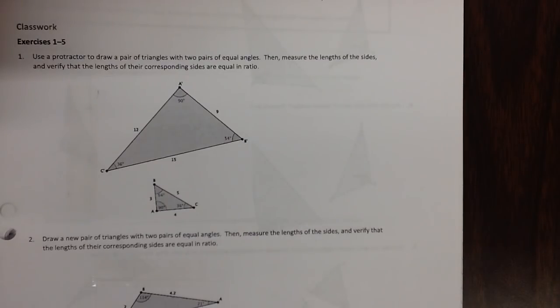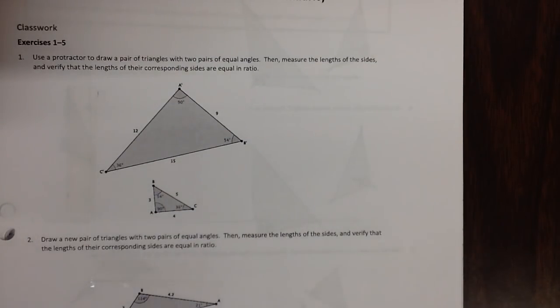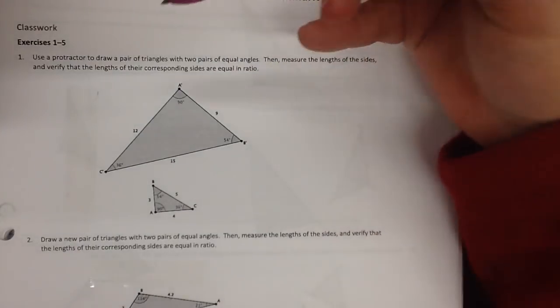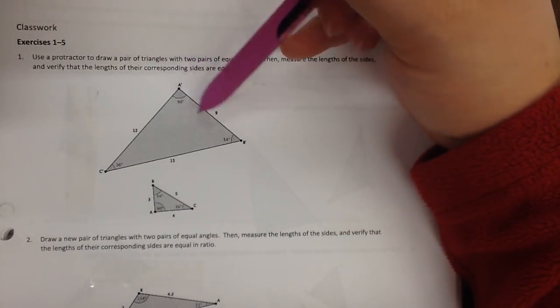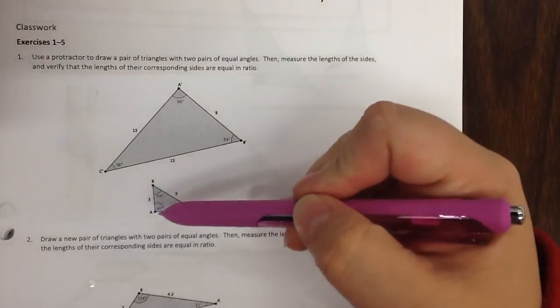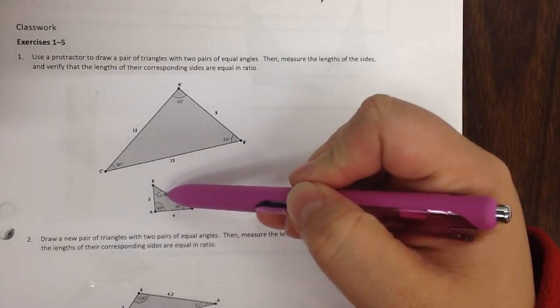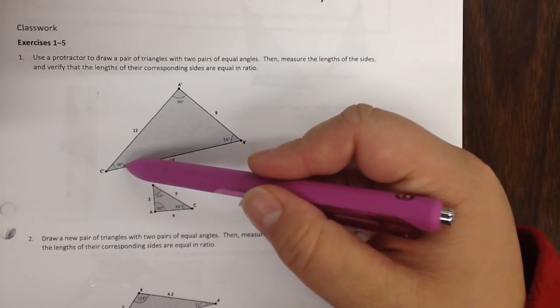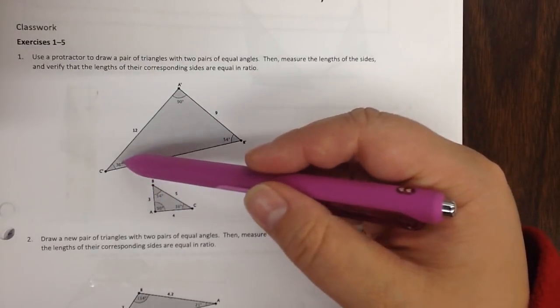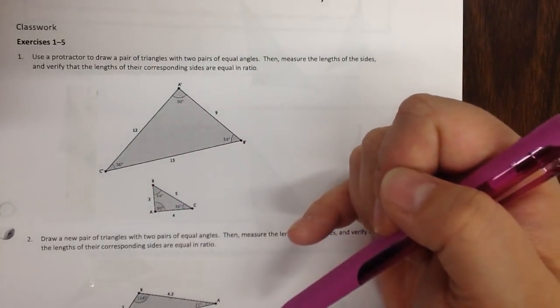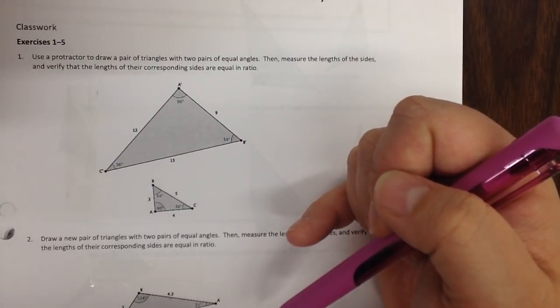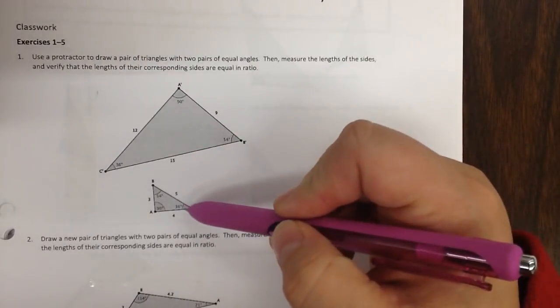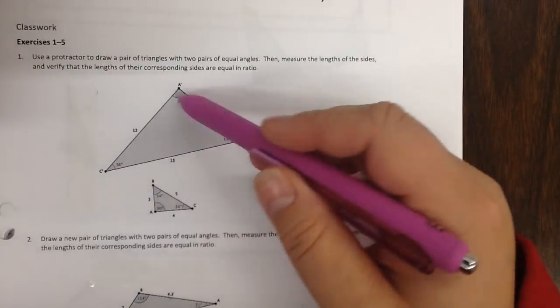So what we're going to do is we're going to look at this. If this angle is 90 and this one is 54, and this angle is 90 and this one is 54, then that means that the opposite angles are both going to be 36. So they have all the same angle measures.